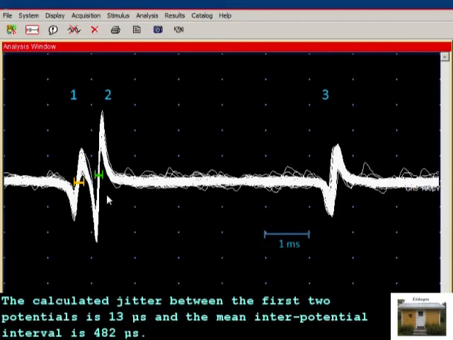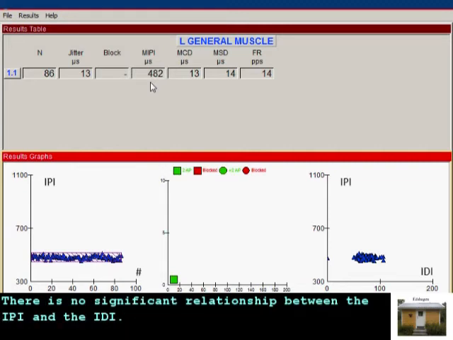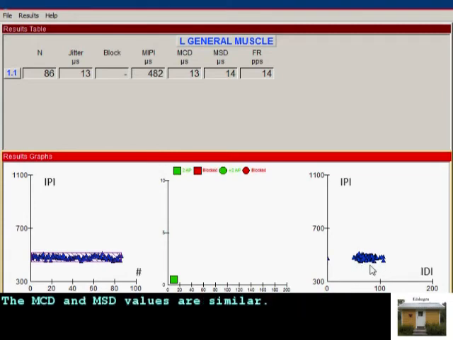The calculated jitter between the first 2 potentials is 13 microseconds, and the mean interpotential interval is 482 microseconds. There's no significant relationship between the IPI and the IDI. The MCD and MSD values are similar. The MCD is used as the jitter since it is slightly smaller.